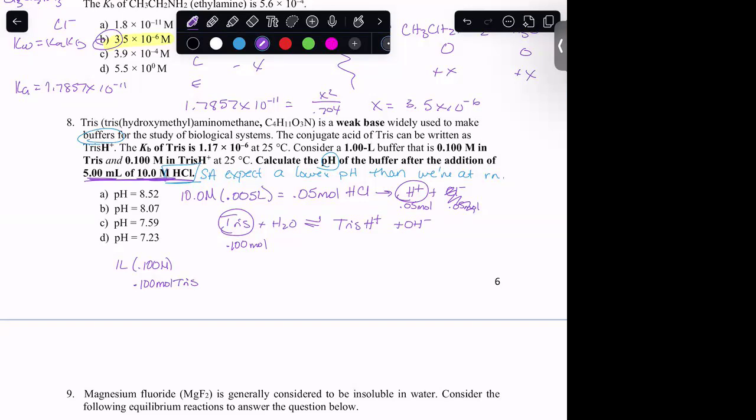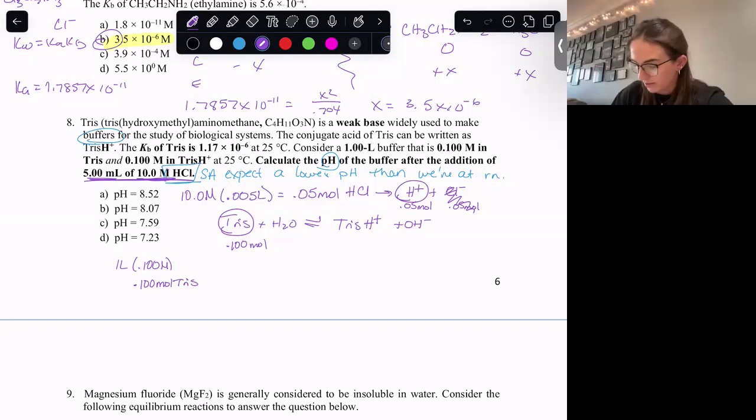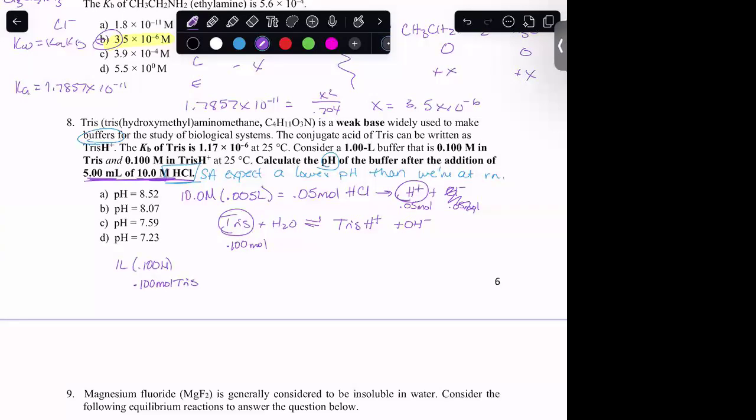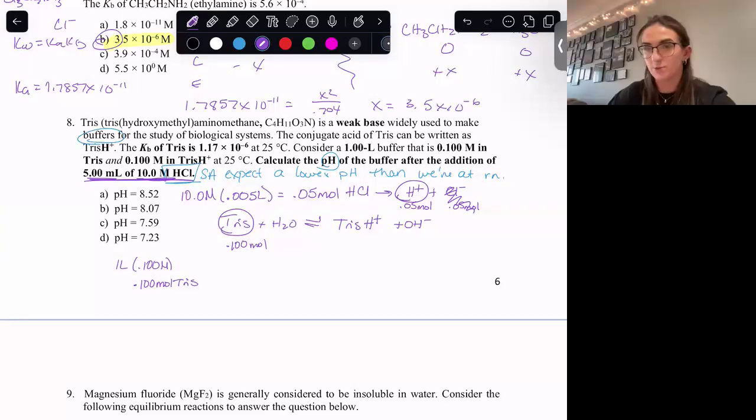The tris H plus. Perfect. It forms the tris H plus. So the tris H plus, and then which one do we have less of, the tris or the H plus? What is our lesser quantity? What is our limiting reagent? The H plus. The H plus, perfect, right?